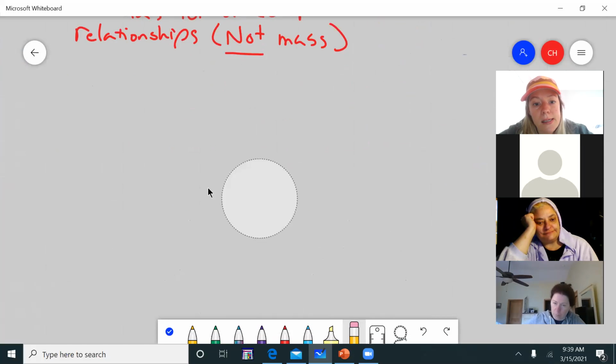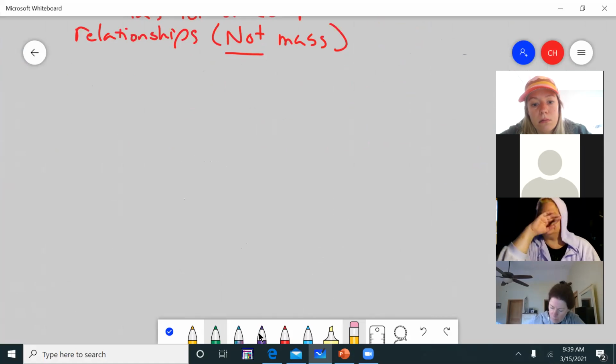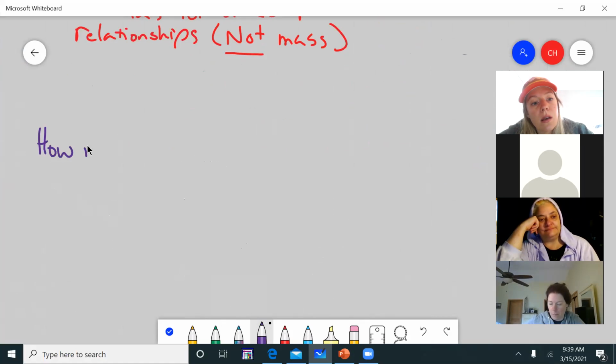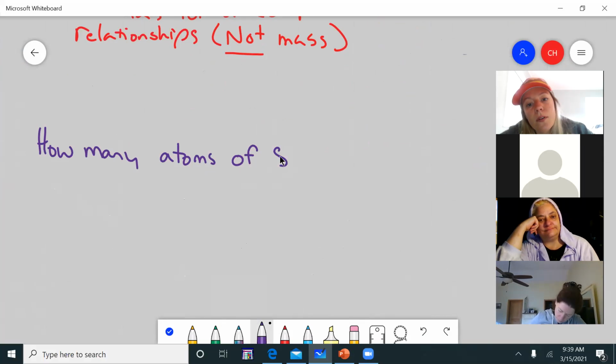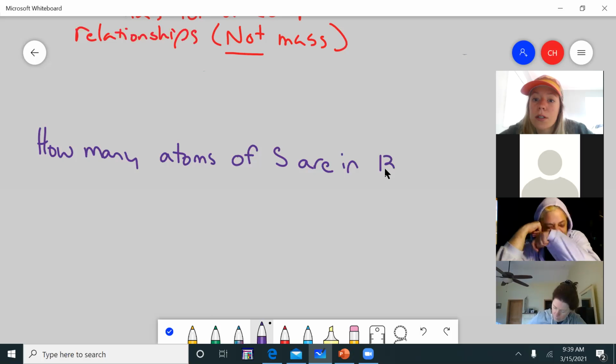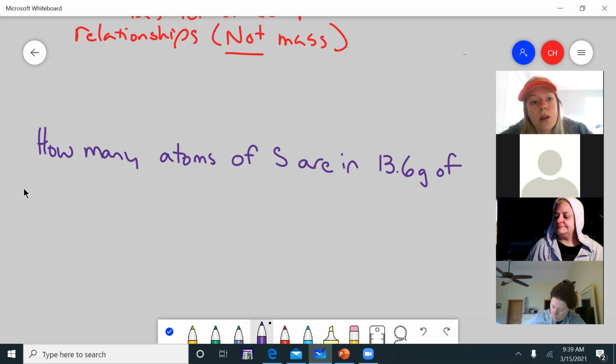How many atoms of sulfur are in 13.6 grams of aluminum sulfate?